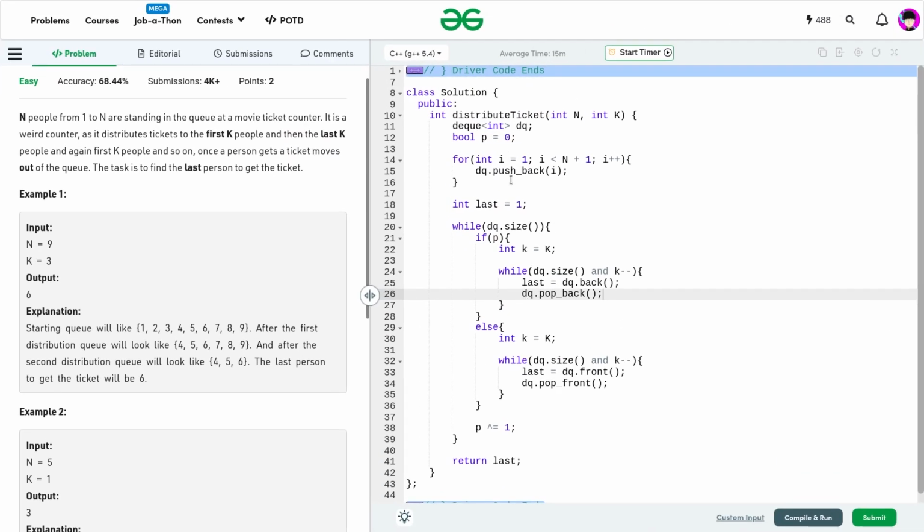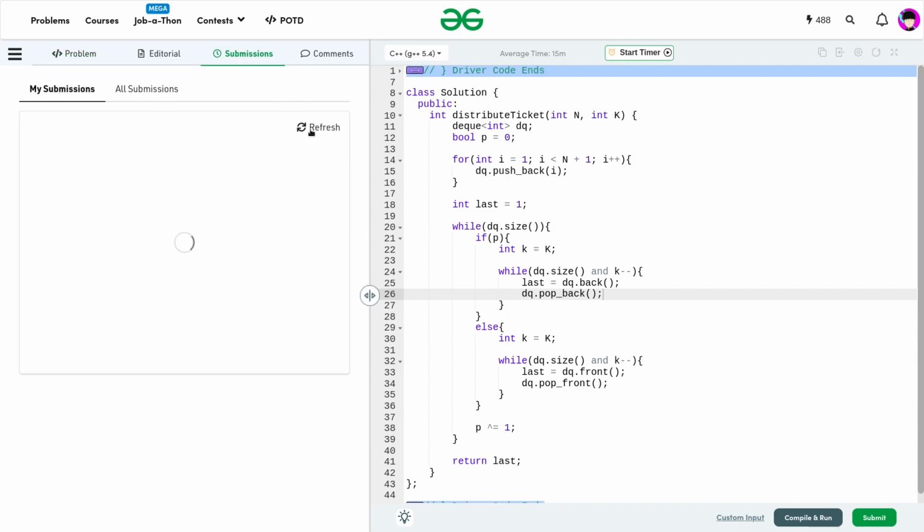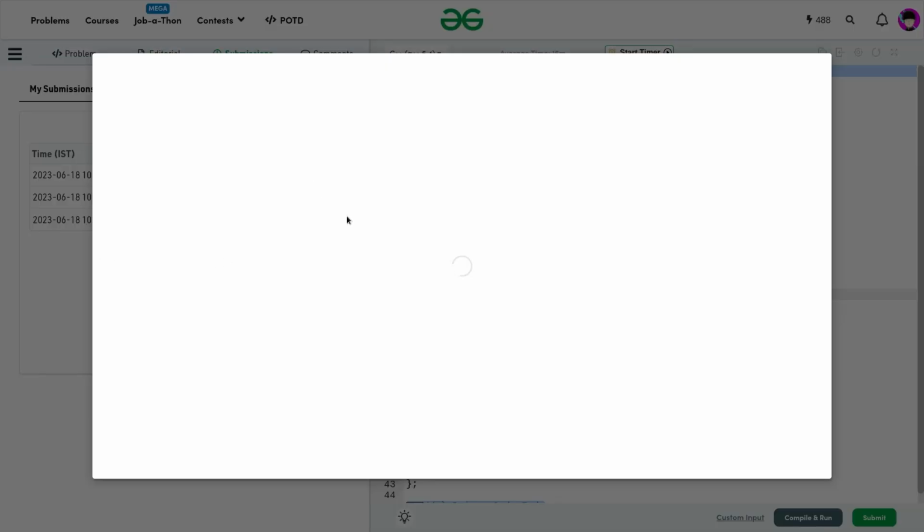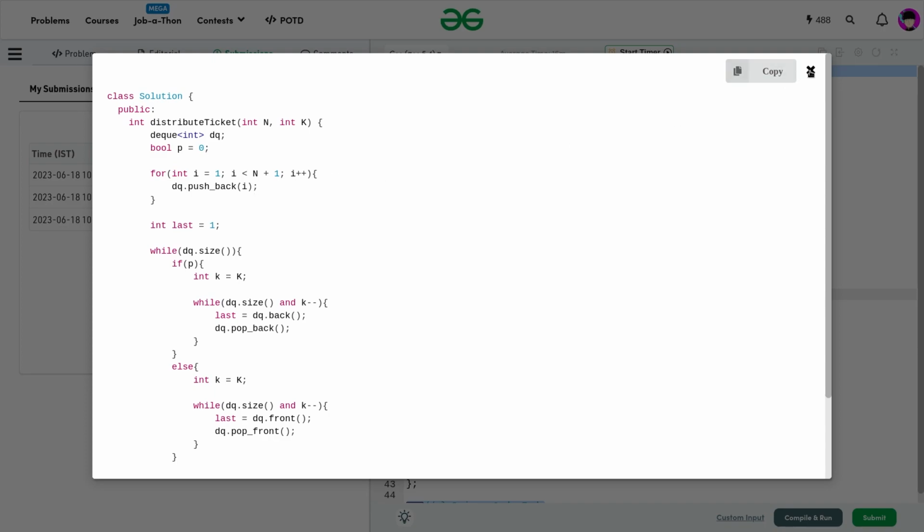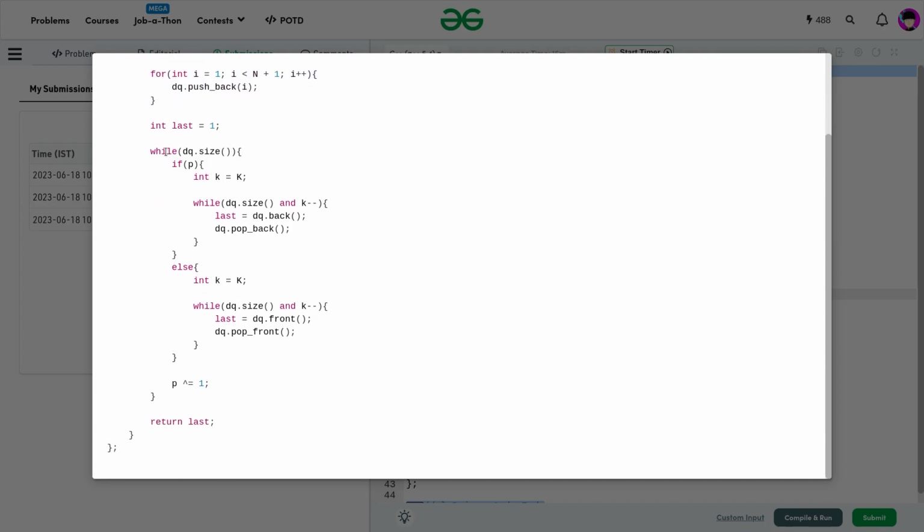So you see, this is the first approach that I discussed. Let me just show you from my submissions. So this is one of the approaches. You will see that this one is correct and accepted, and what I have done is I've created a DQ and I've created a boolean flag p, right? So I just push back all the elements into my DQ, and while the size of DQ is non-zero, I'll just check if p is equal to 1.